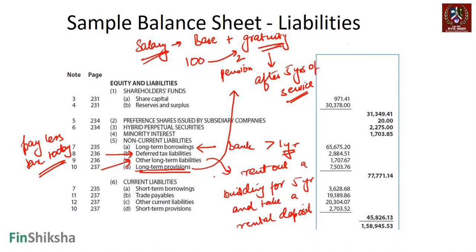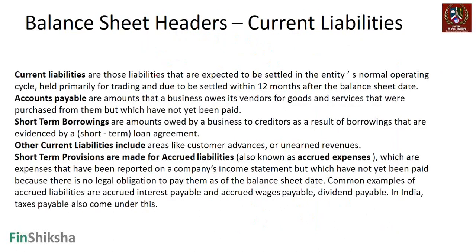Right, so just a quick recap around all of these. Current liabilities are liabilities that are expected to be settled in the entity's normal operating cycle, held for trading, and due to be settled within 12 months. So typically your operating cycle. Accounts payable are amounts that a business owes to its vendors for goods and services that have been purchased but not yet been paid.